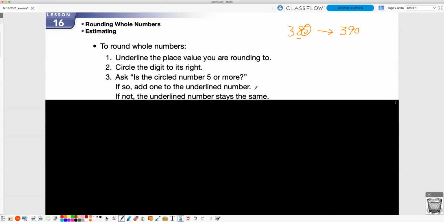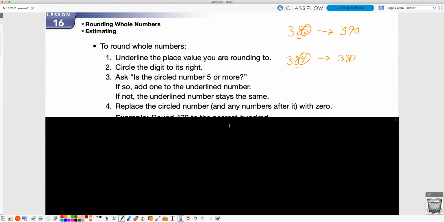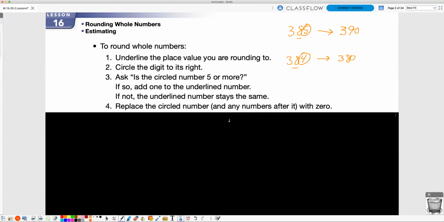So for example, if it was 384 and we're rounding to the nearest 10, you would notice that 4 is actually less than 5. That would mean that 384 would be closer to 380 than it would be to 390 if we're rounding to the nearest tens place. Then you replace the circled number and any numbers after it with 0, just like I did here. So I just created the 0.